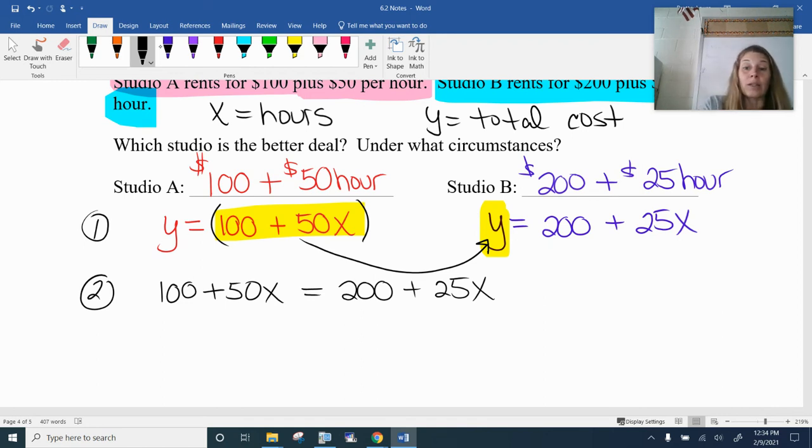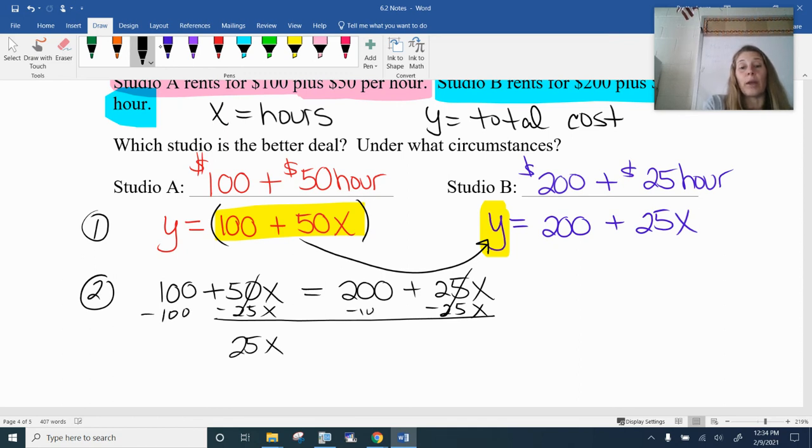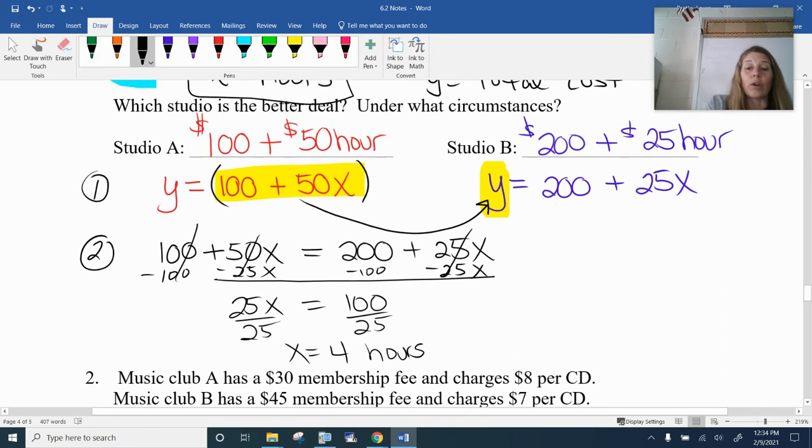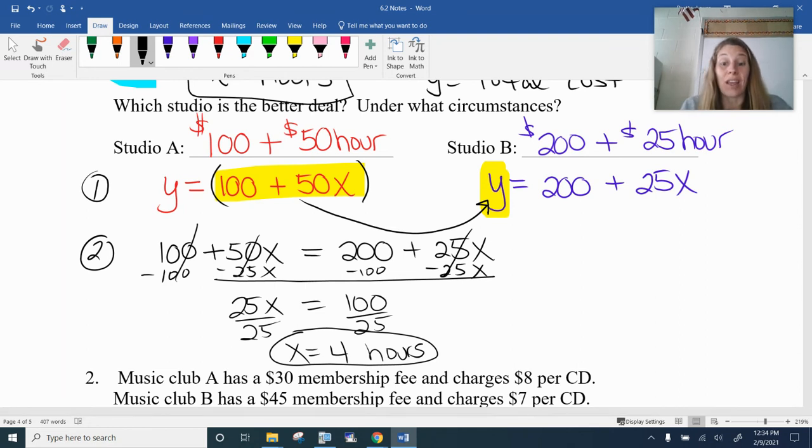That's what we're really finding. So we want to get all our x's on one side of the equation. I'm going to subtract the 25x so it doesn't give me a negative. So now that's 25x over here. And then I'm going to subtract the 100. So now I have this. And then I'm going to divide by 25, and that's going to give me x equals 4. And remember, this is representing hours. X was hours. So this means that when the hours are 4, the two studios cost the same.